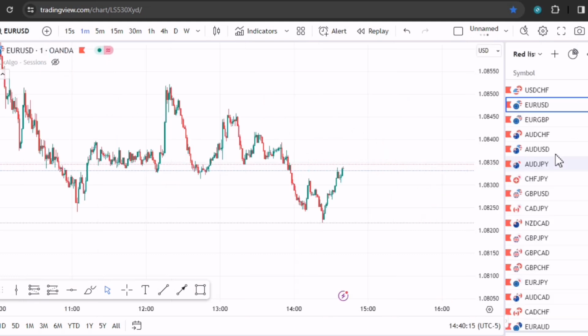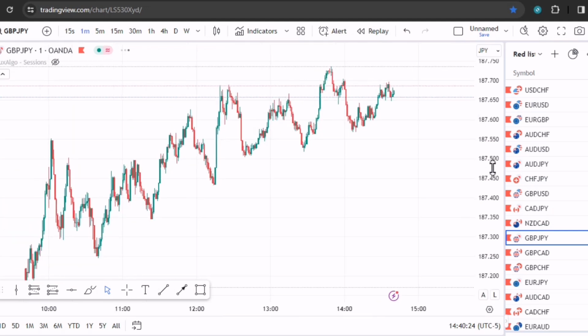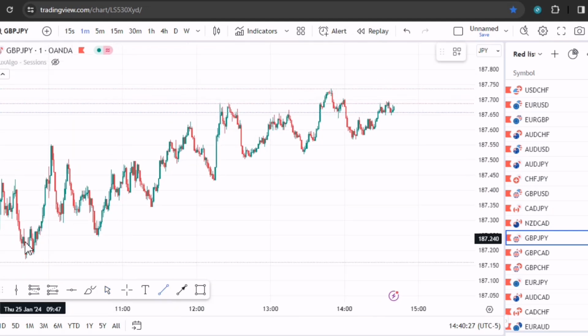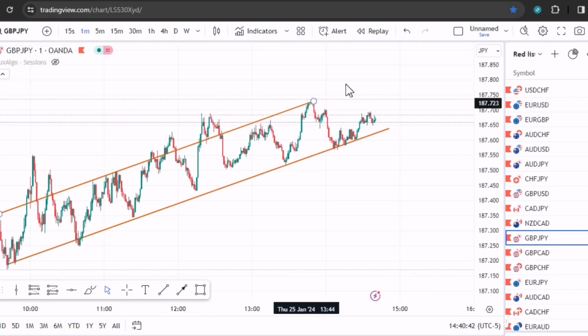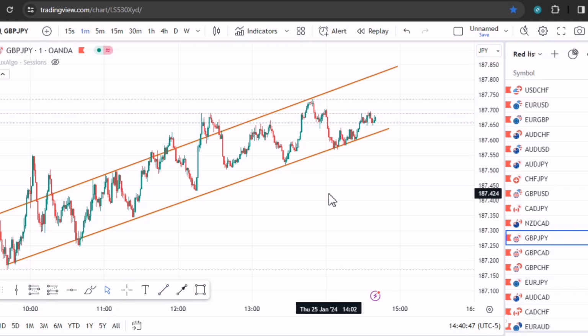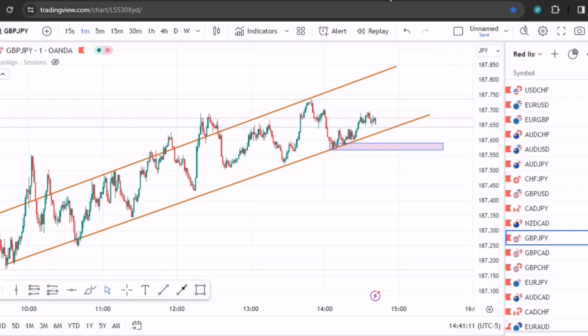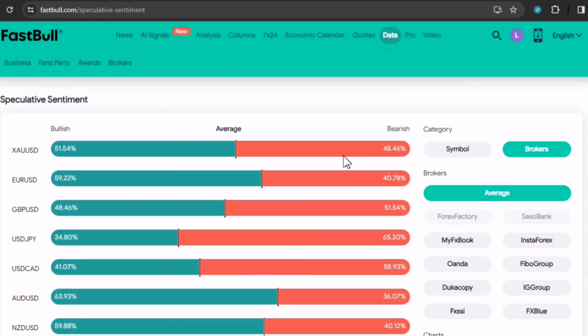This is Euro USD and this is GBP JPY. You see that finding an entry here is just too obvious. You buy on the trend line. Around that region is where you take your profits. I'm just making averages, unless price is going to close below this key level. So it's very easy to find a trending pair using the speculative sentiment.